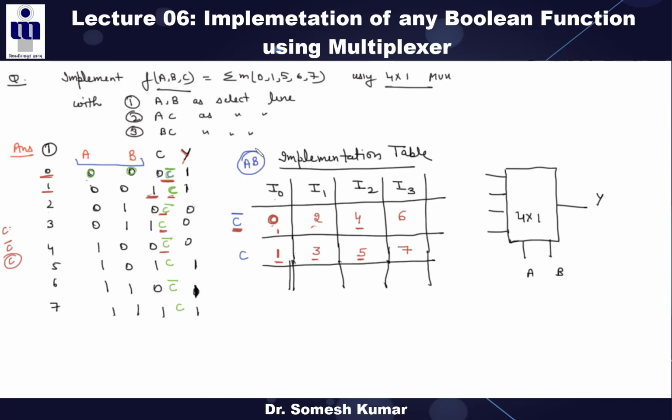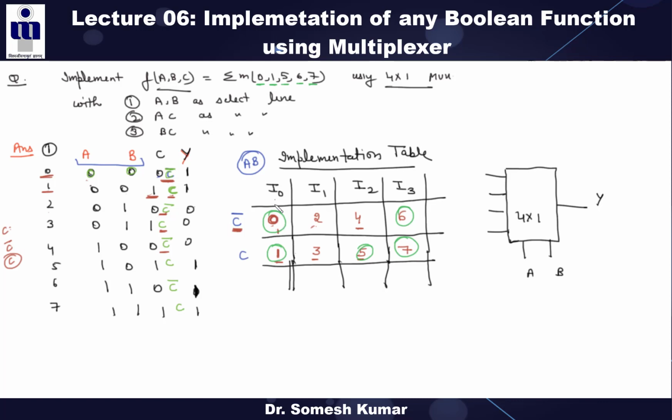Now in the implementation table, you have to find out what is I0, I1, I2, I3. Now see, it is given at the 0th position, 1 position, 5 position, 6 position, 7 position. This function is your 1, right? So now underline all those min terms, circle all those min terms, right? 0, 1, 5, 6, 7, right? These are all your min terms only, clear?